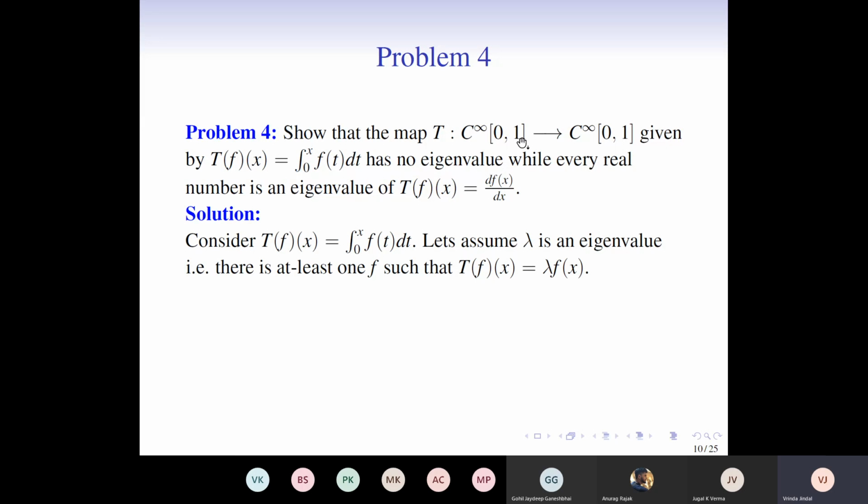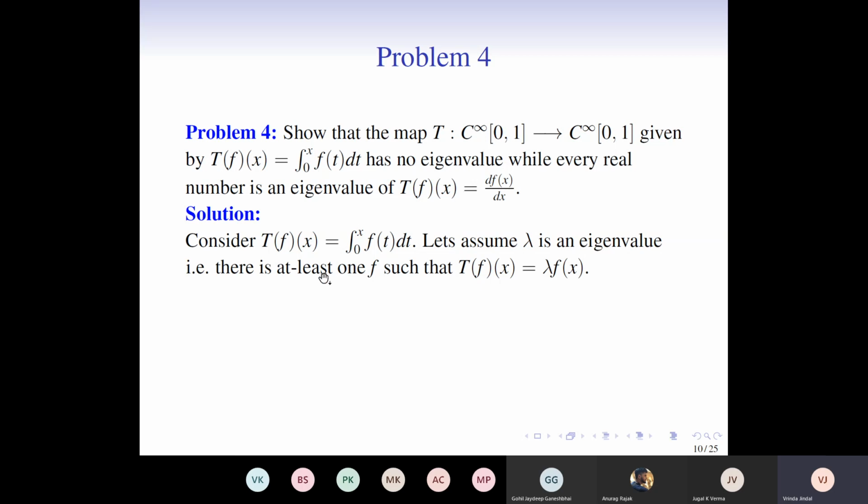First, this C infinity [0,1] is a symbol that has occurred before in tutorial number 4. It is the set of all functions which are differentiable infinite times. You can have f dash x, f double dash x, f triple dash x, and you can just keep on taking derivatives on [0,1]. So this is basically the meaning of C superscript infinity [0,1].